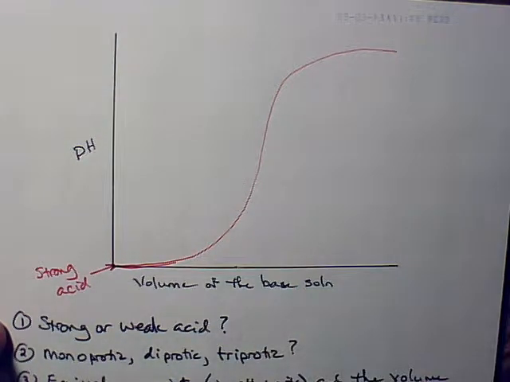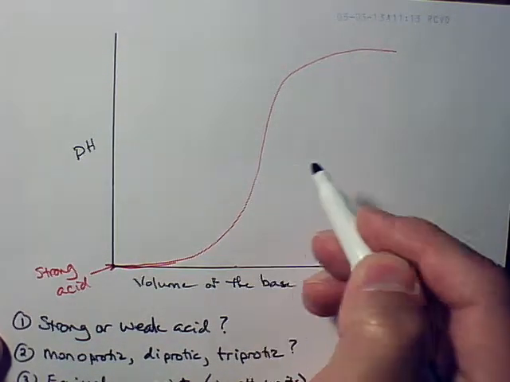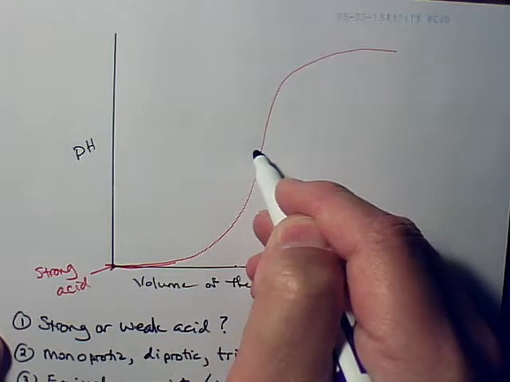So you can't make it say more than it can say. You've got to work with what you've got, and you reach reasonable conclusions based on the evidence you have. Alright. The equivalence point of this acid is right here.